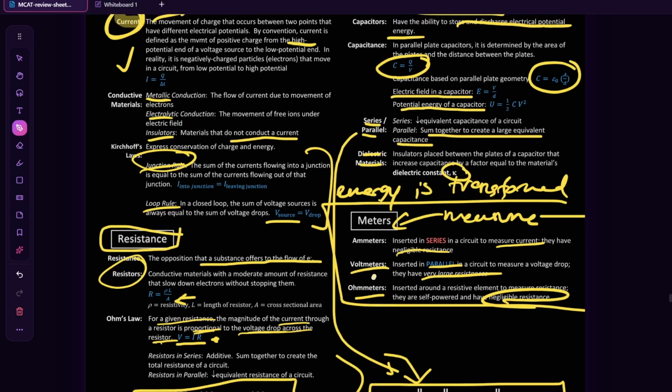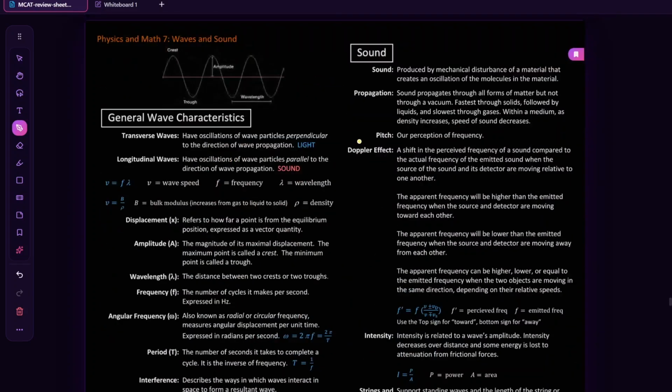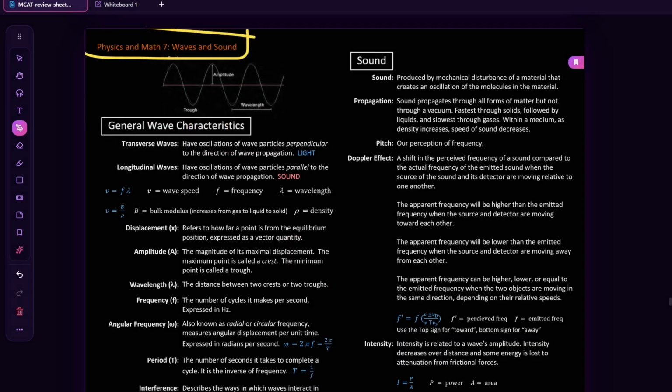All right, so that is chapter 6 done on circuits. Then we can move on to waves and sound. Okay, so now we're going into waves and sound. Waves and sound was always interesting to me because it had to do with music.